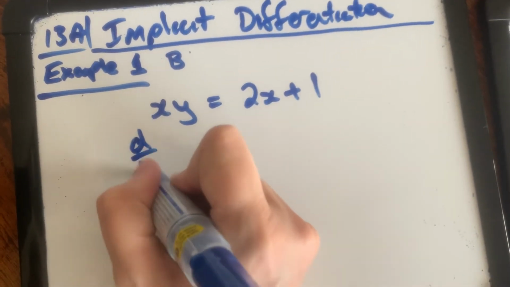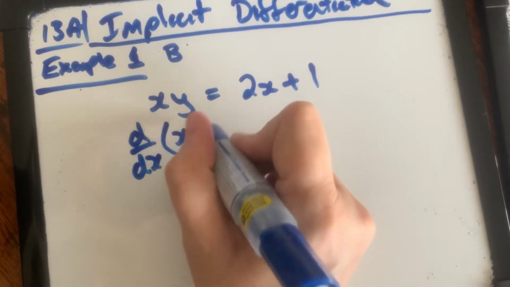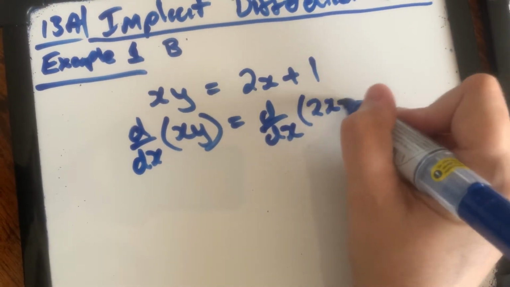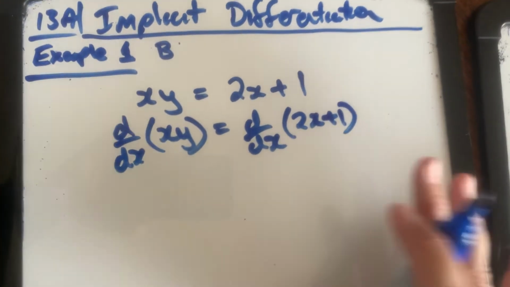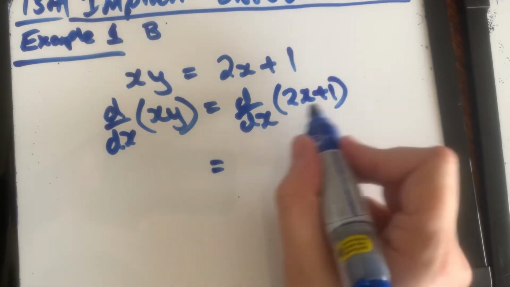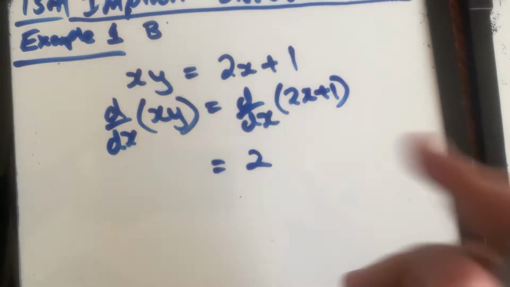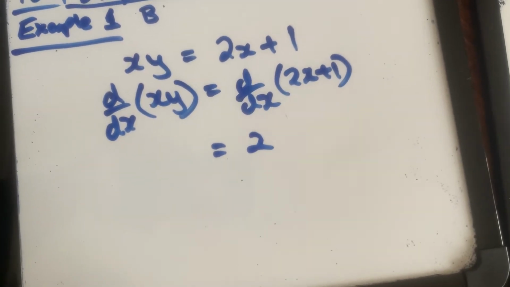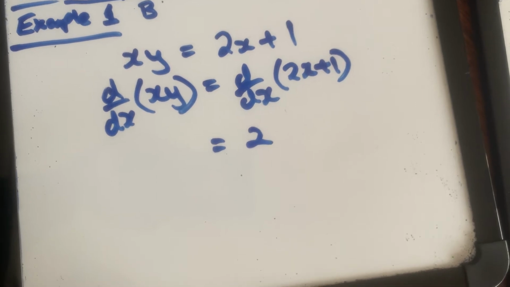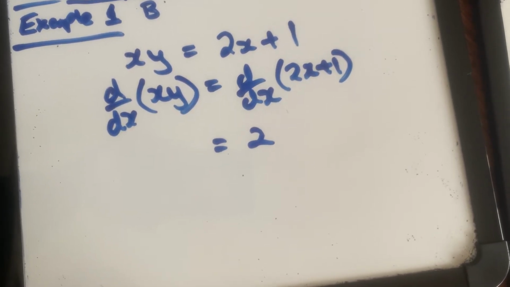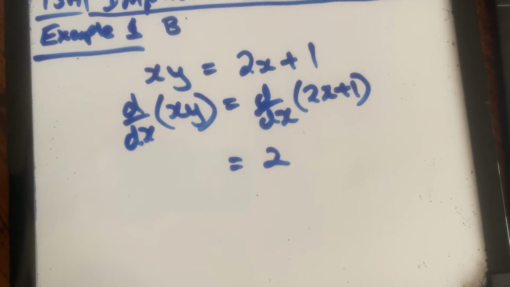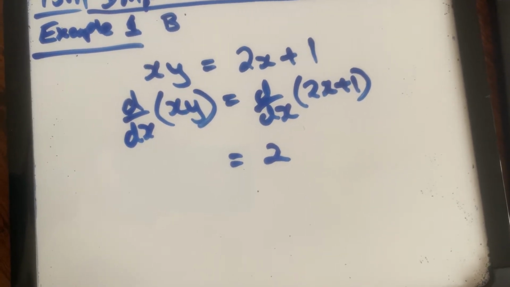We start off, we want to derive it. d/dx of xy equals d/dx of 2x plus 1. The right-hand side, the derivative with respect to x will be 2. So that's simple where we want to go with that. The problem with the left-hand side, it's a bit harder, isn't it? What are we going to have here?